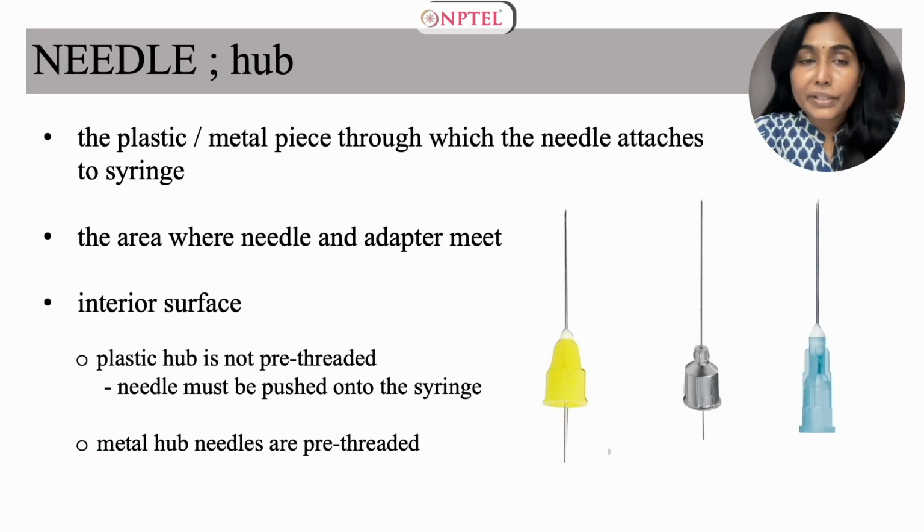The next important feature of a needle is a hub. It is a plastic or metal piece through which the needle attaches to the syringe. This is the area where the needle and the adapter meet. On the interior surface, a plastic hub is not pre-threaded. So here, the needle must be pushed onto the syringe, while with a metal hub, needles are pre-threaded.